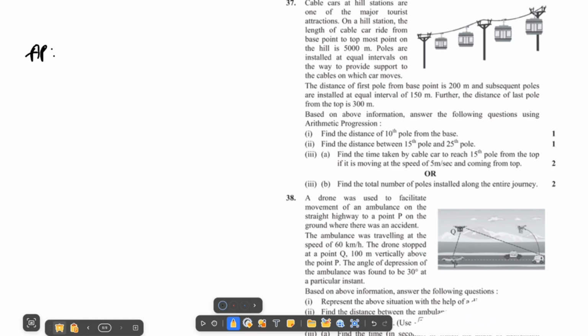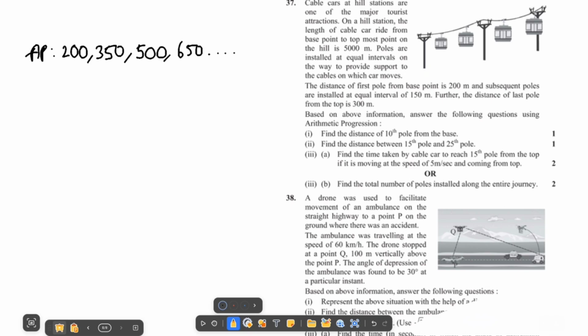The distance of first pole from the base is 200 meters. Next pole is plus 150, means 350. And next pole distance from the base point is 350 plus 150, which equals 500. Next pole 650, and so on.